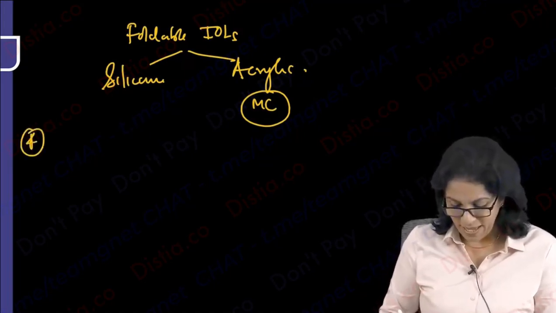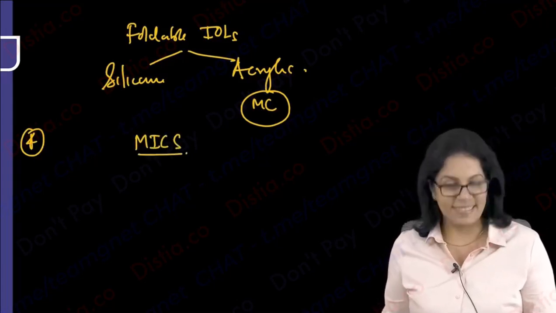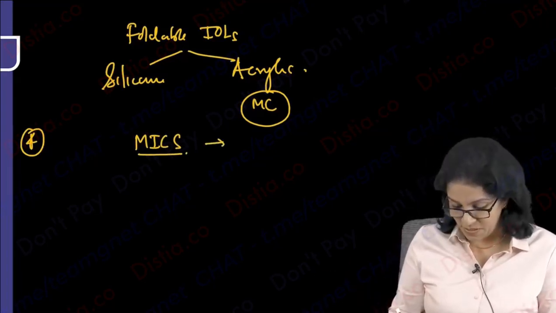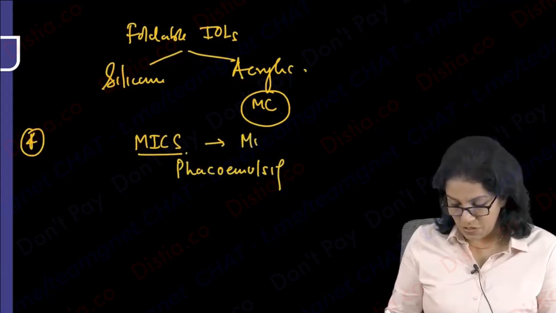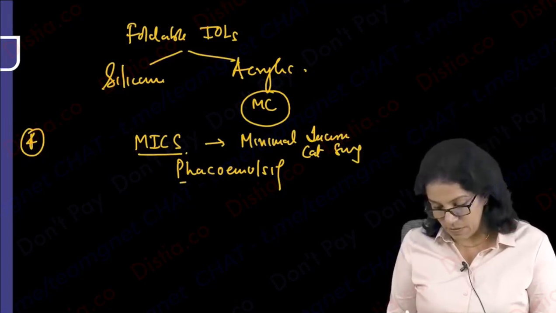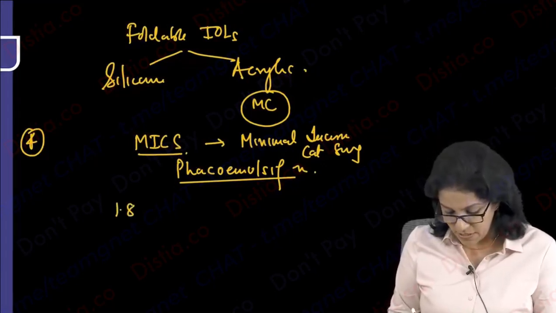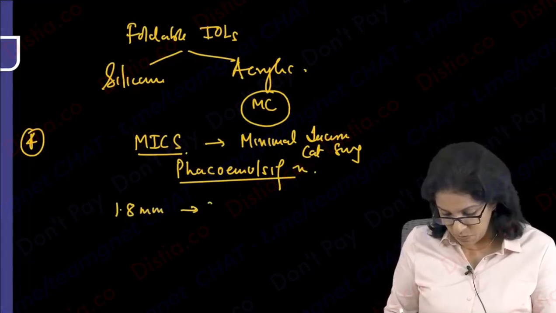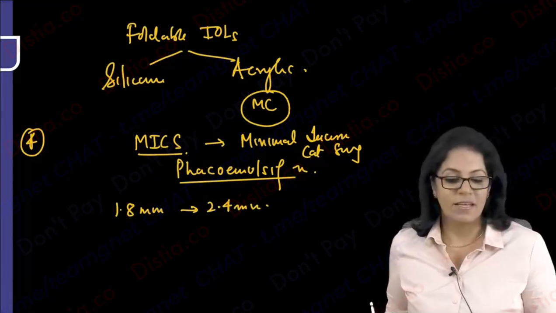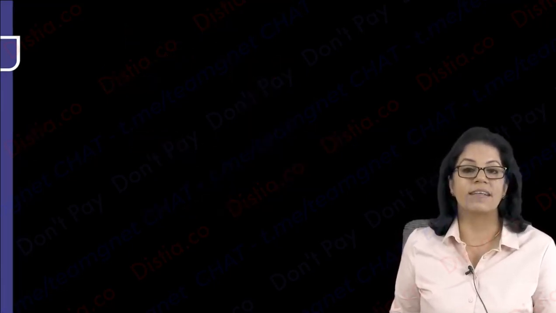We come to the fourth, what is MICS? It is again phacoemulsification only. MICS stands for minimal incision cataract surgery. It is of course the phacoemulsification that we are doing, but this time we are doing it from the incision length of 1.8 mm to 2.4 mm. We have to remember this. So, this is your MICS or minimal incision cataract surgery.